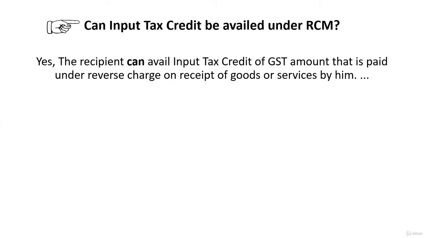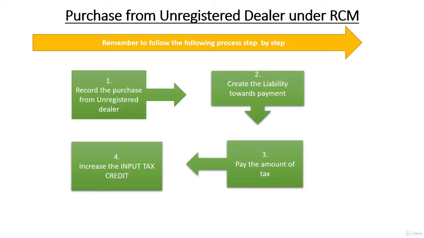Now I am taking you over to Tally, and I am introducing you to the process of how we can make the entries in Tally under reverse charge mechanism. Take the example of a company or consumer purchasing from an unregistered dealer under reverse charge mechanism. What are the steps that we have to follow to make the entries in Tally?